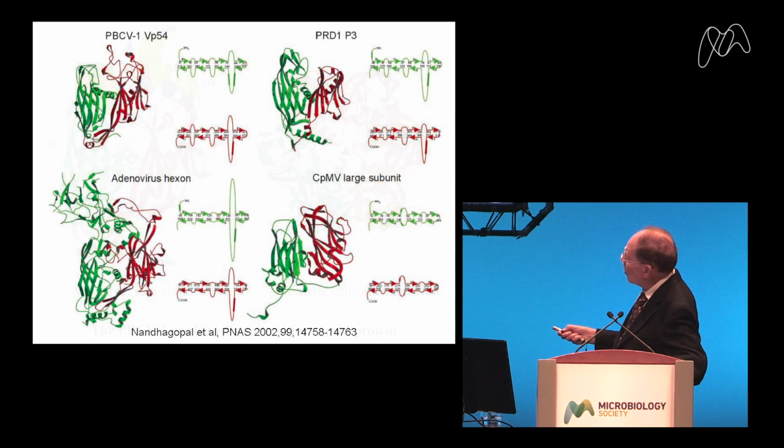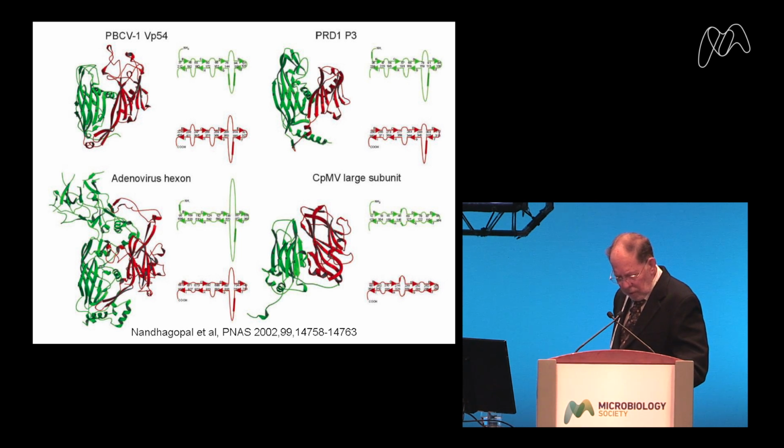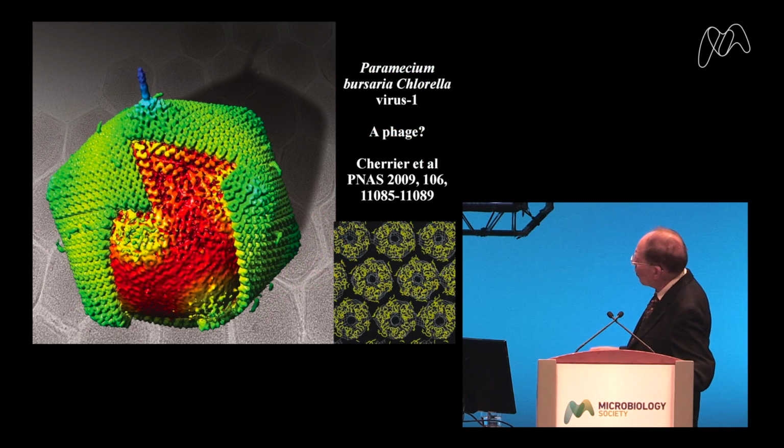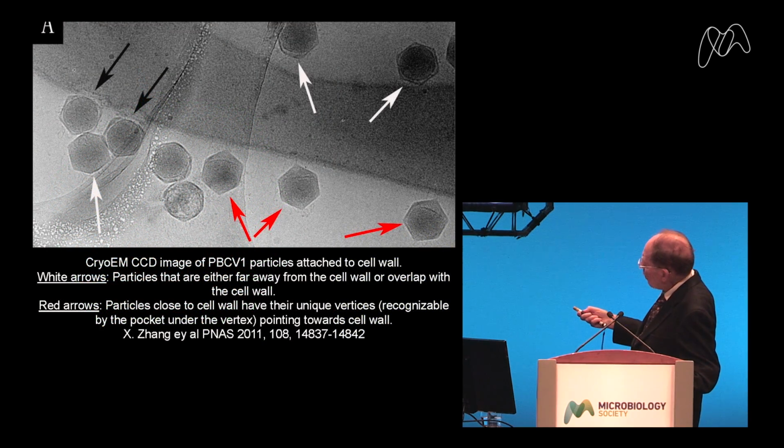And you find this, for instance, in adenovirus. You find it in PBCV. You find it in a phage PRD1. You find it in a plant virus. So this fold is very generally used, but not always used. For instance, in flavivirus, it's not used in the capsid structures. And PBCV1 is also interesting because it's not completely icosahedral. There's a special vertex spike, which is used for entering the host, penetrating the cell wall of the host.